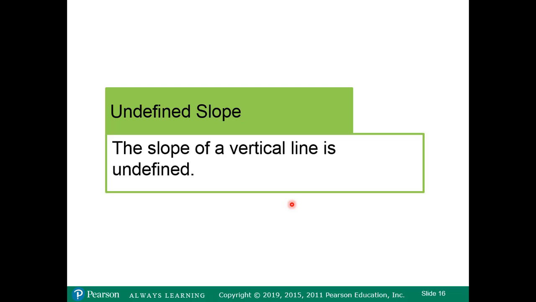Now, undefined slope. If we have an undefined slope, that means we have a vertical line. So the slope of any vertical line is undefined. When does it happen? Whenever we have 0 in the denominator. In other words, when the x values are the same. And the x values will only be the same when you have a vertical line. So that's why we call it an undefined slope.